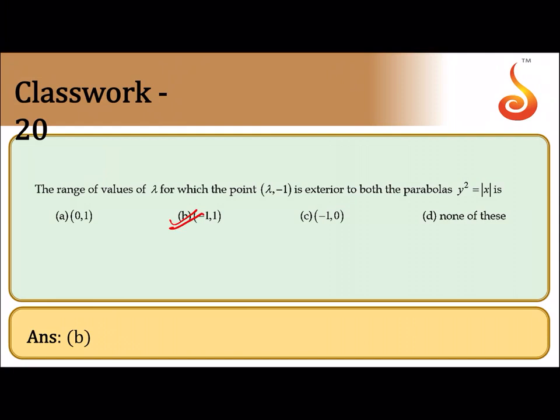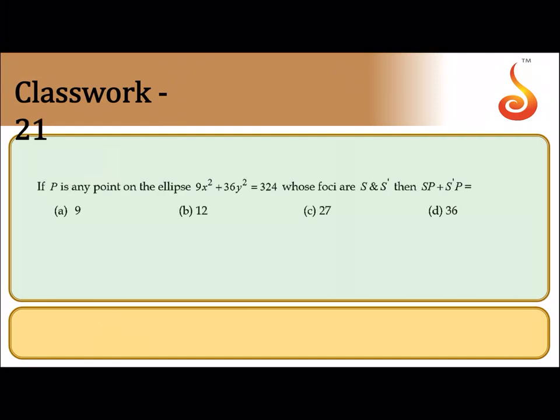So option B is correct. Now this is all parabola and this is excess. This much is sufficient for your CET.